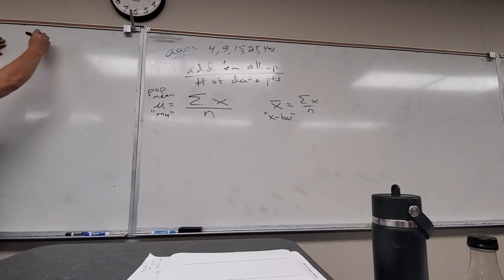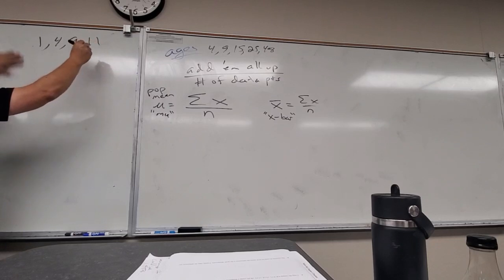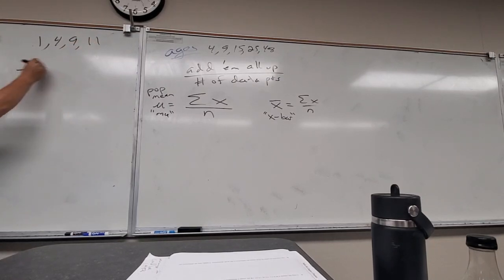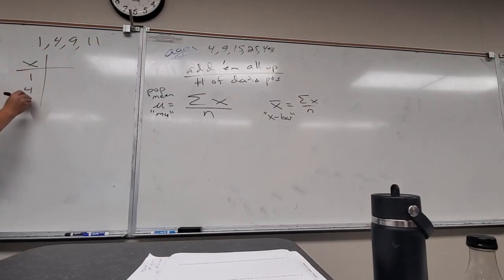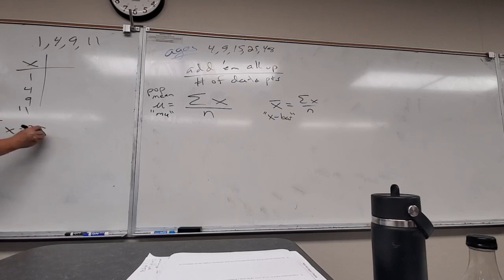So if my data, let's say, is 1, 4, 9, 11. So let me write it like this. Here's my data, 1, 4, 9, 11. What's the sum of x in that case? 25. Yeah, so you just have to add those up. 25. Is that cool? Why was this easy? Because it asked me to sum up something and I know all the values for it.